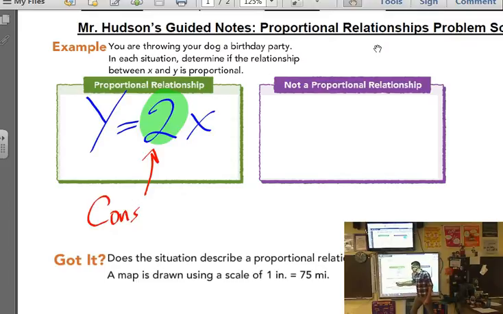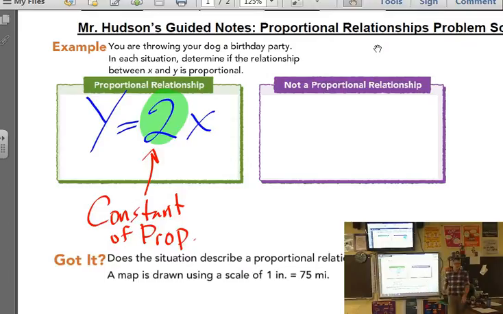This number, your multiplier there, is the constant of proportionality. If you don't remember that, you need to make a note of it. It's on the test. I'm telling you right now. It is on the test.